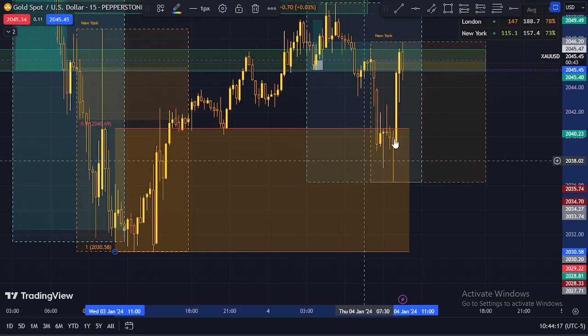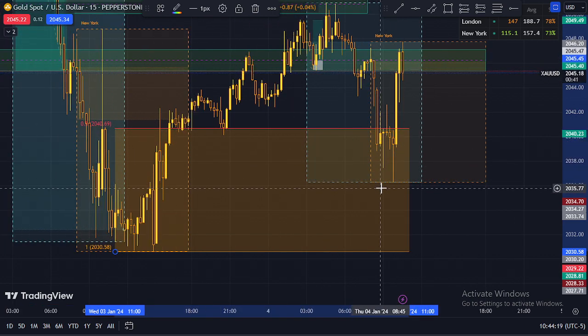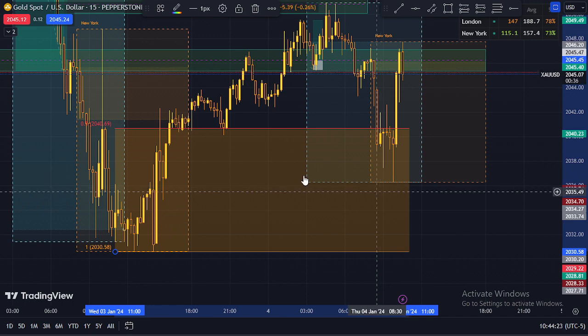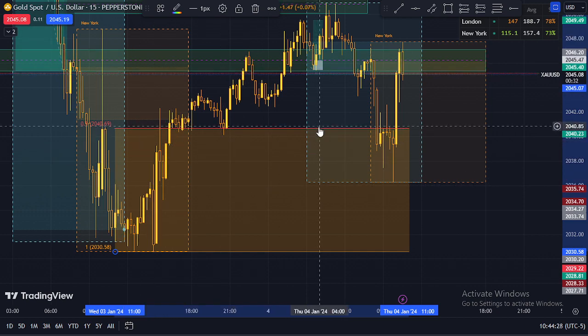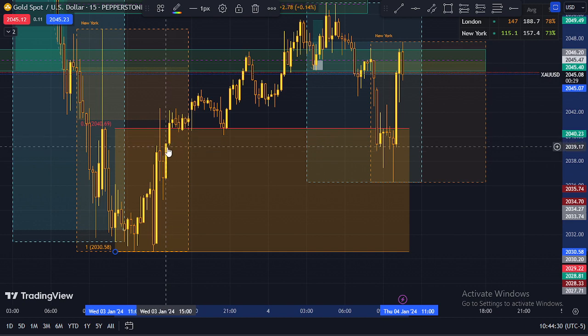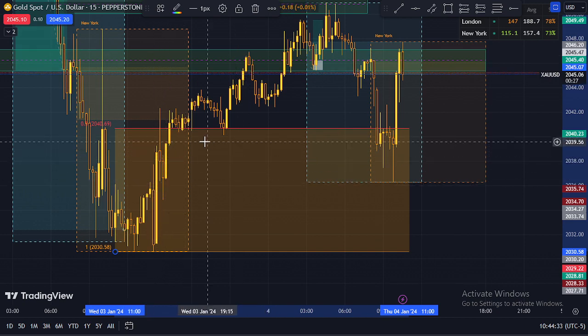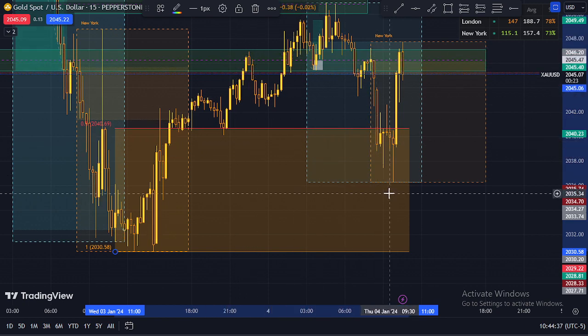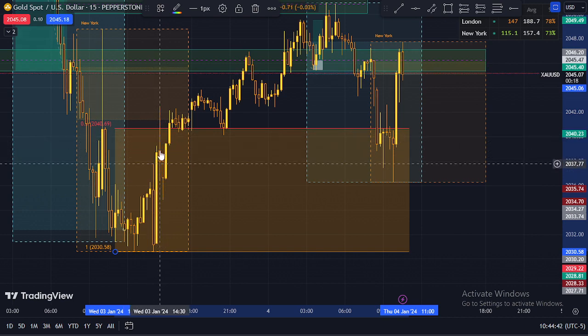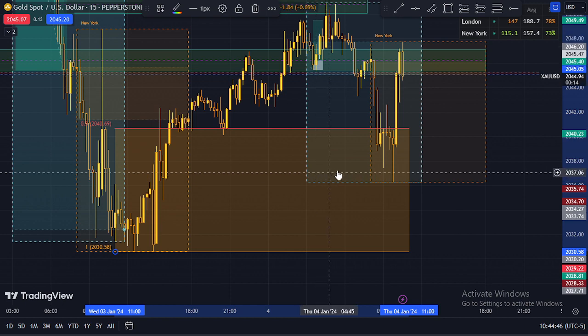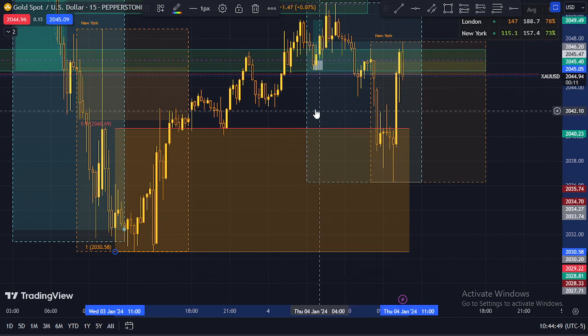So you're targeting the discount, whatever is below this line, either a fair value gap, an order block, that's your target, or even such lows, as you can see. So we had that run, taking out all those lows and eventually trading inside this order block and inside this fair value gap. So we had that, then we had that push to the upside.